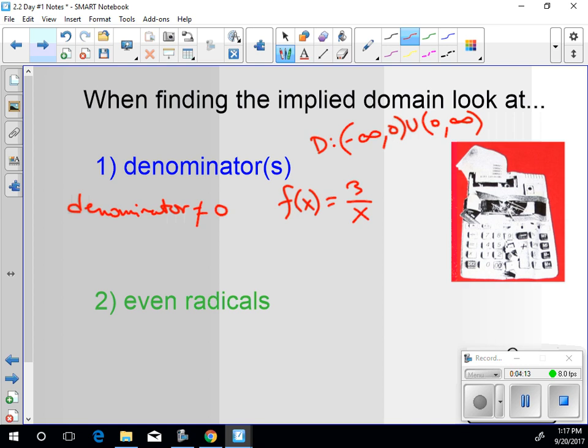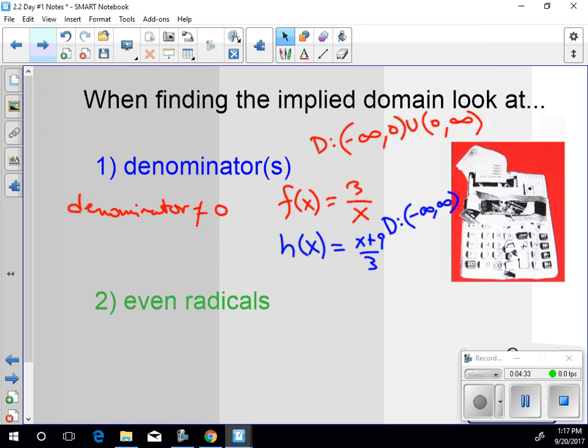Okay, how about this one? Let's go with h of x equals, I don't know, x plus 9 over 3. Does it have a denominator? Yes, but can the denominator equal 0? No, so there's no restriction on this domain. This domain would be negative infinity to infinity. Awesome. So we want to look at the function initially and say, does it have a denominator, yes or no? And can that denominator equal 0? If you say that denominator could possibly equal 0, that's the only restriction on the domain of that function.